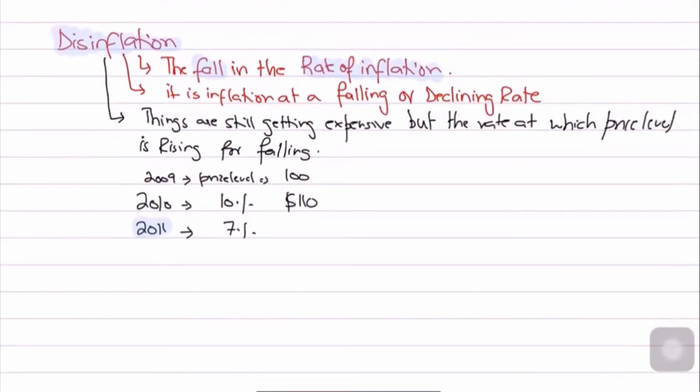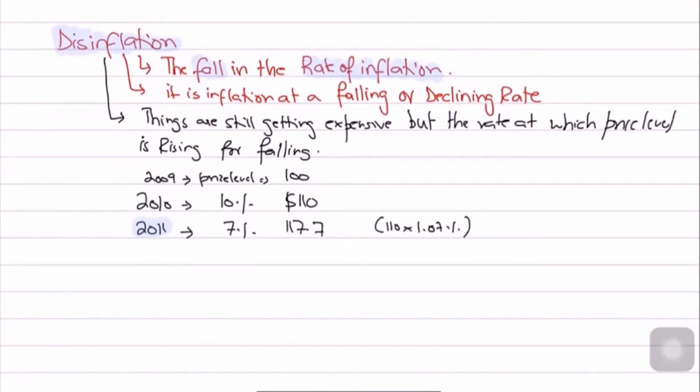Although the rate at which they are rising is falling, but still they are increasing by 7%, which means that things will now be, what will be now the price? Now the price would be, if you calculate 110 into 1.07, this would come to 117.7, right? ठीक है, 117.7.